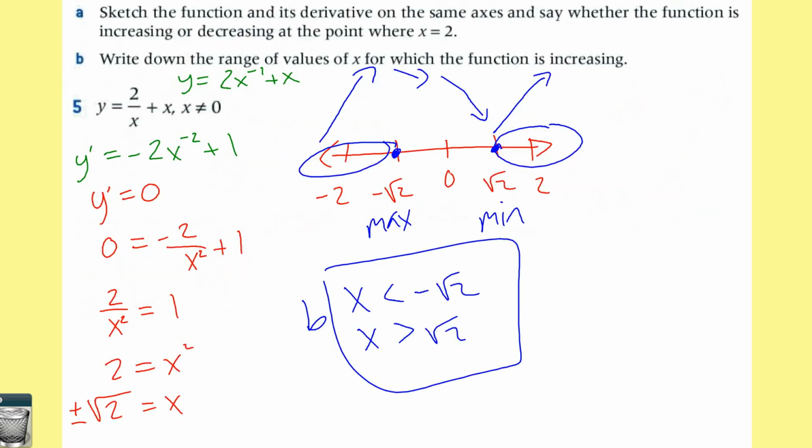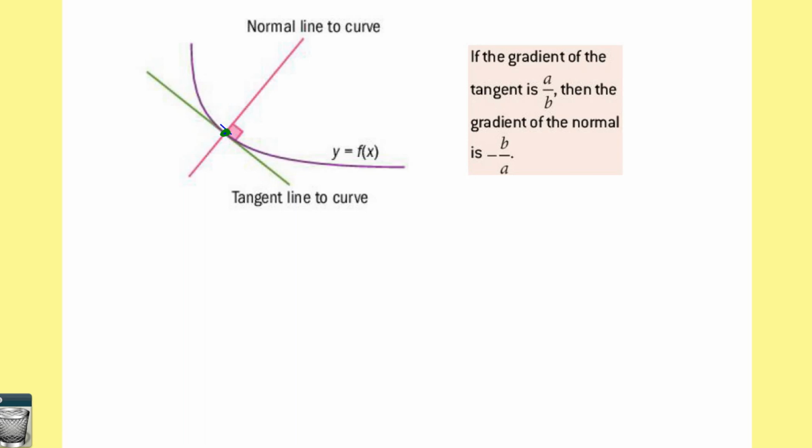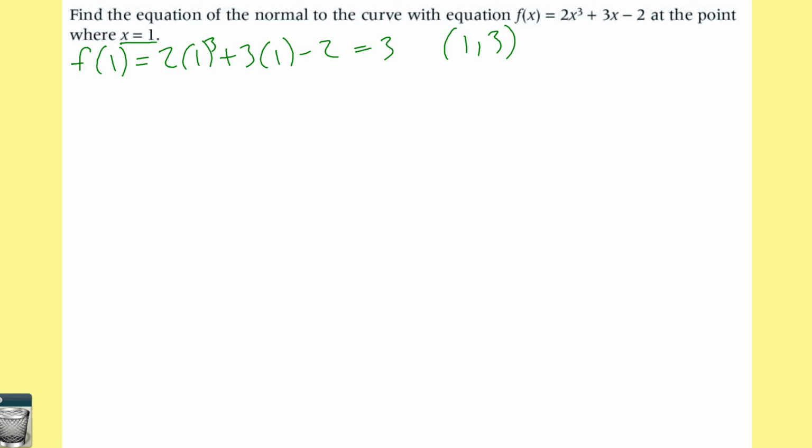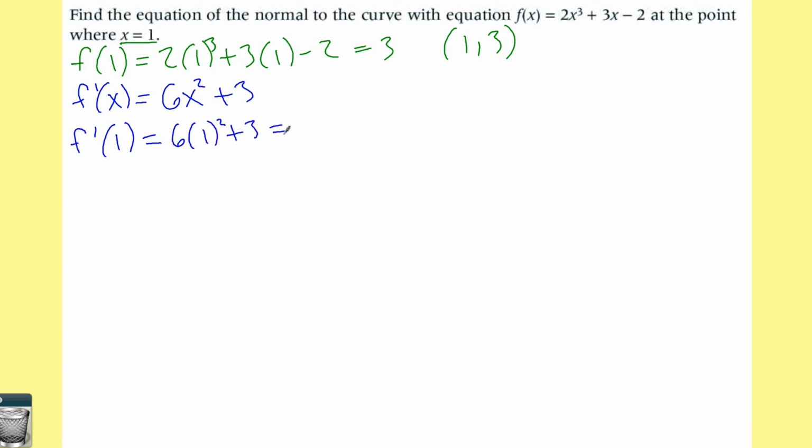Remember, this point right here is going to be on everything. So now we want to find the tangent line. Let's do the derivative. We get 6x squared plus 3, and we want to find the derivative when x is 1, so we can find the slope. So 6 times 1 squared plus 3 ends up with 9. So we have our slope and our point. So plug it into point slope form.